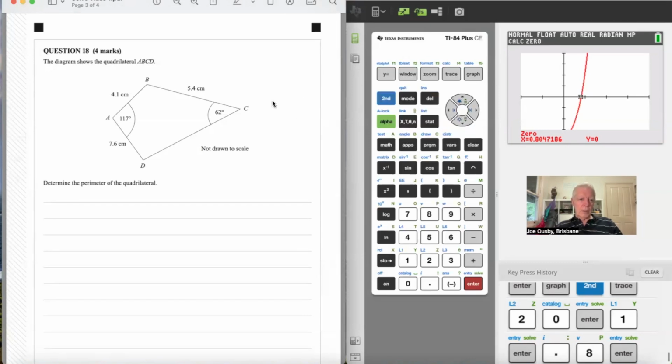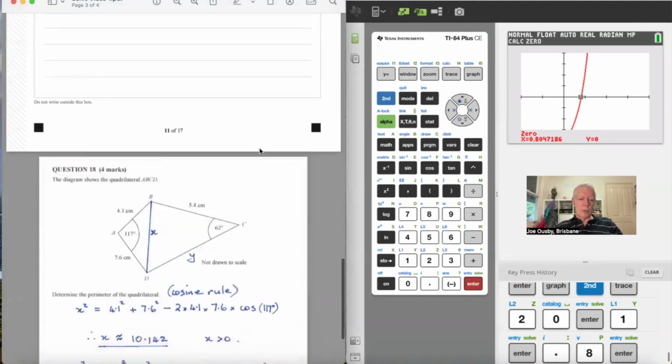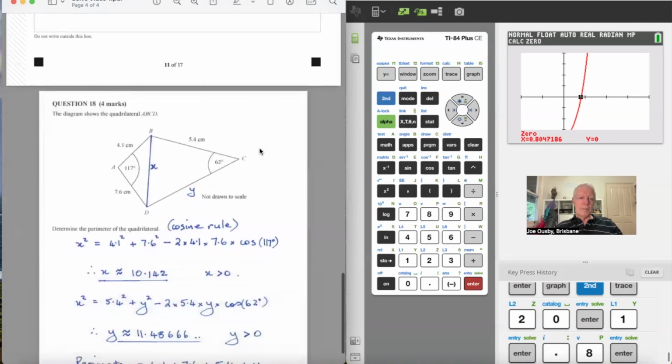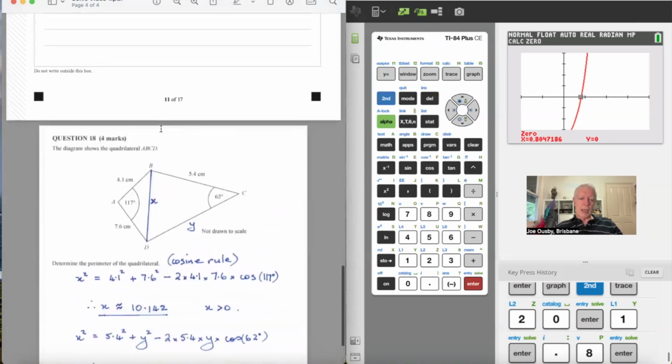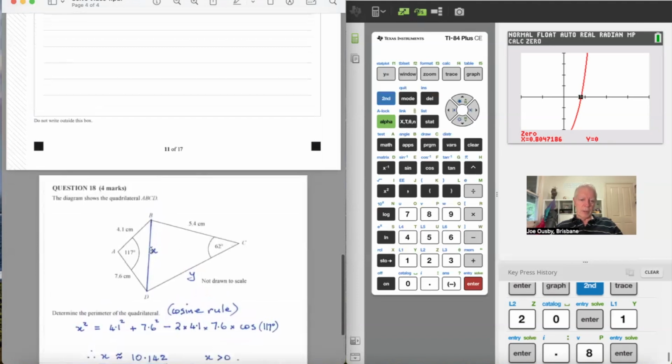And it starts out, the diagram shows that the quadrilateral ABCD. Determine the perimeter of the quadrilateral. Well, essentially the task is, if you can find out how long this side DC is, then you're going to be able to find the perimeter because it just goes all the way around. I wanted to now go to the solution. Now, in particular, I want to kind of draw your attention to something in the diagram. So I'm going to look at the diagram to start with.